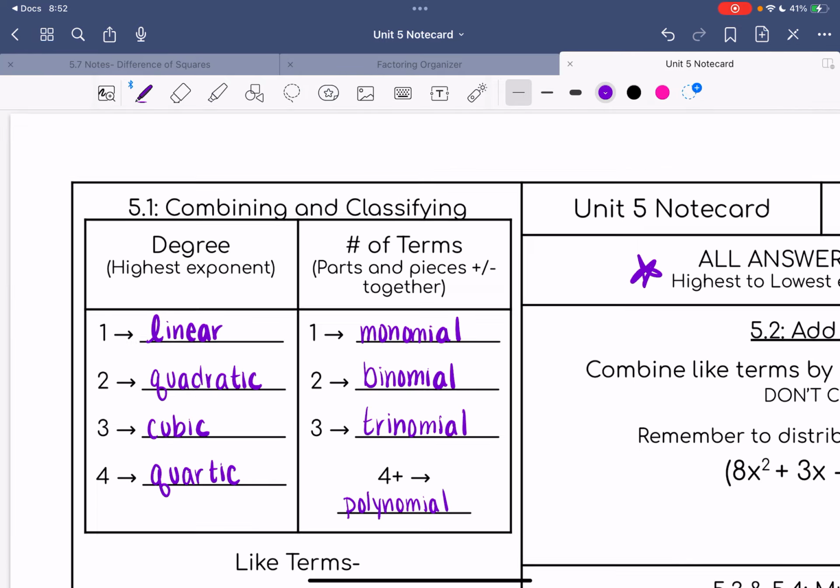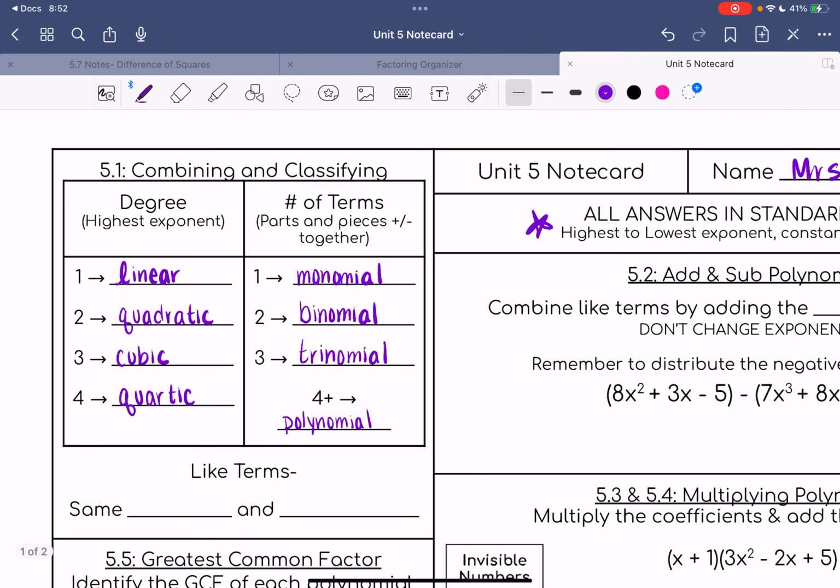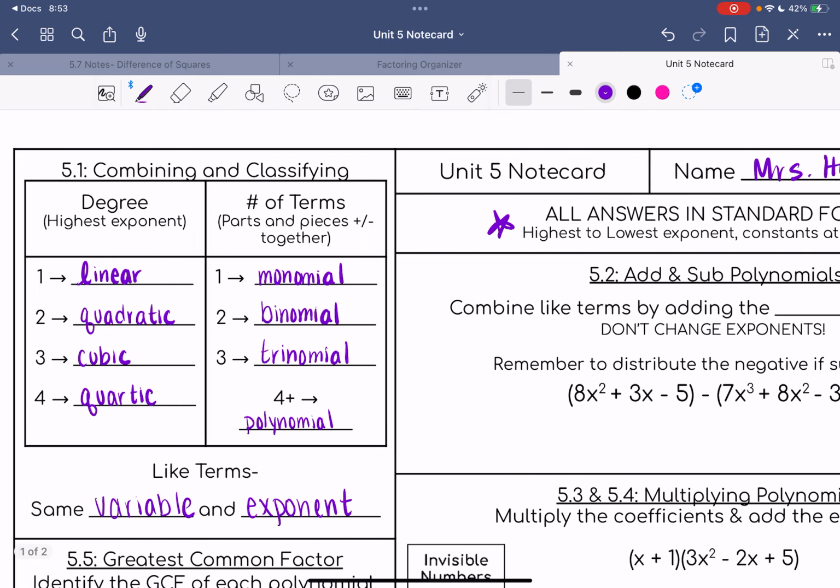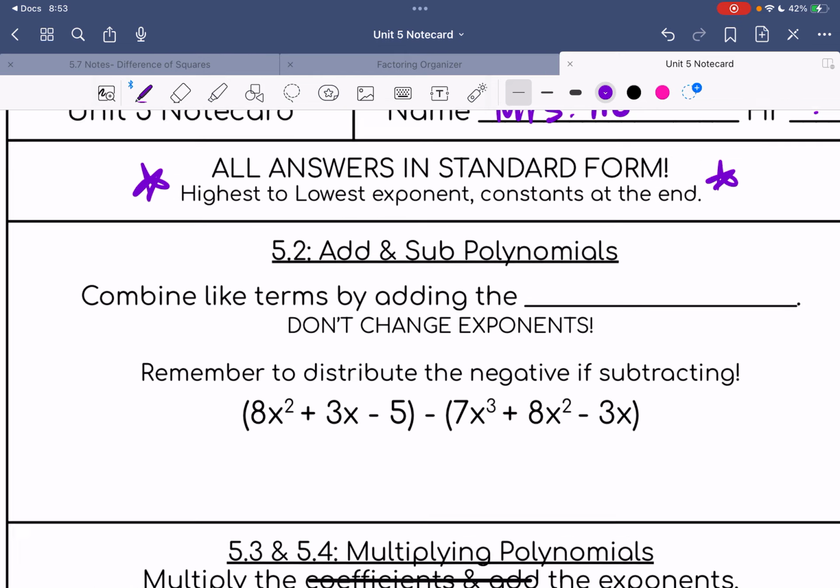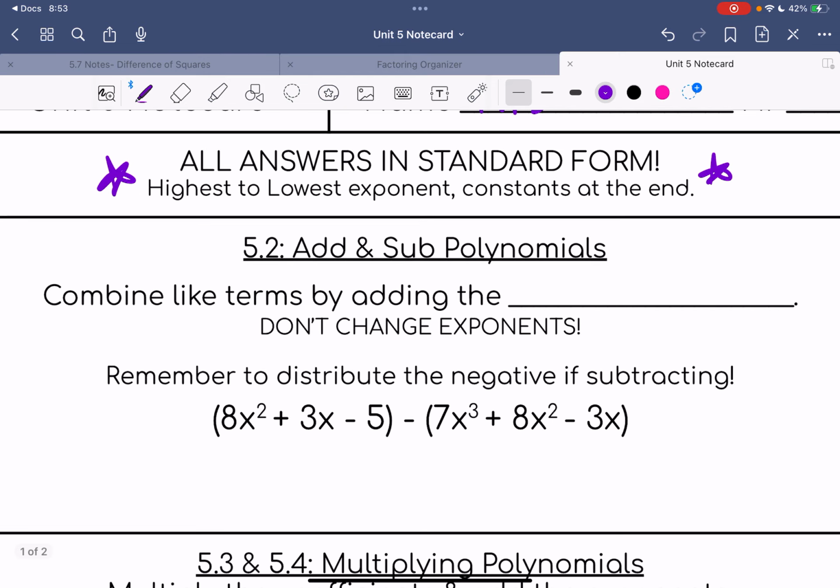Okay. And then like I said, like terms have the same variable and the same exponent. So we are able to add all of our x's together. We're able to add all of our x squareds together. We're able to add all of our x to the fourths together. Things like that. Okay. Speaking of adding and subtracting, 5.2, we added and subtracted polynomials.